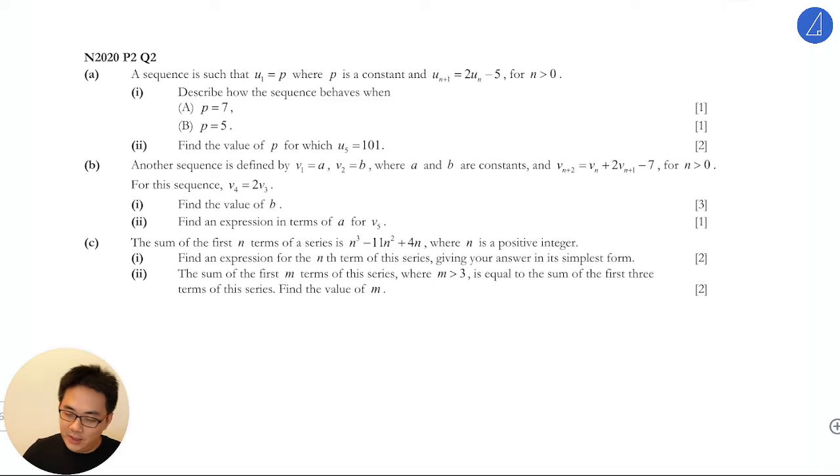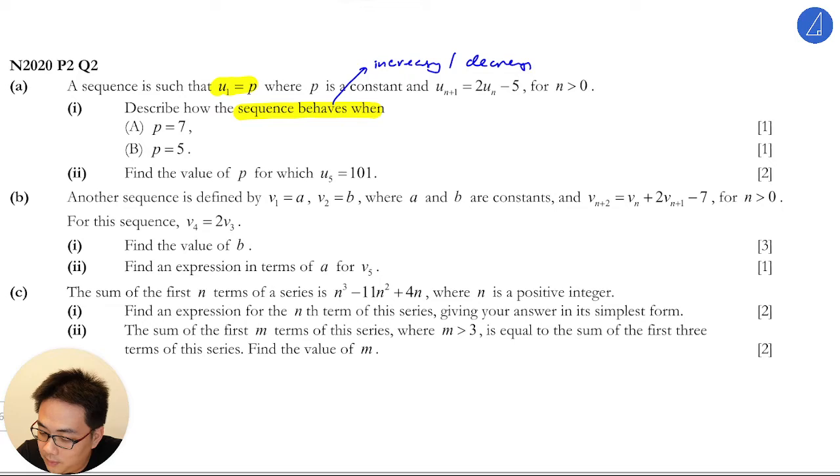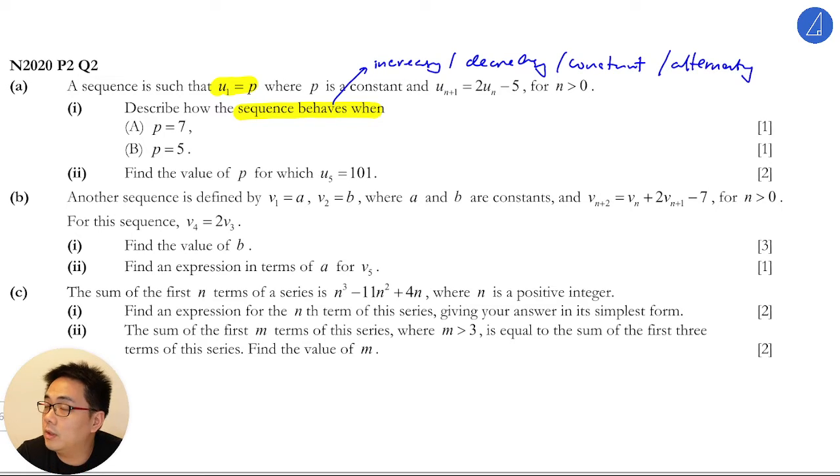So describe the sequence. Just describe whatever you see, right? Describe the sequence. When U1 is P, just describe whether it's increasing or decreasing, or whether it's constant. So the behavior can be either increasing, decreasing. Maybe you write this down. Constant or alternating. Okay. Alternating means plus, minus, plus, minus. Or you can just fluctuate, alternate between.